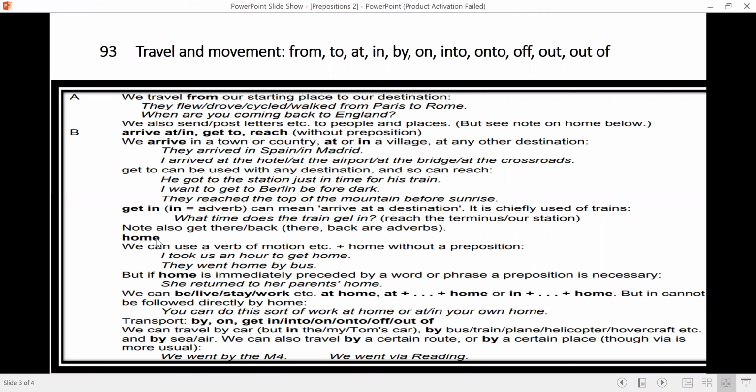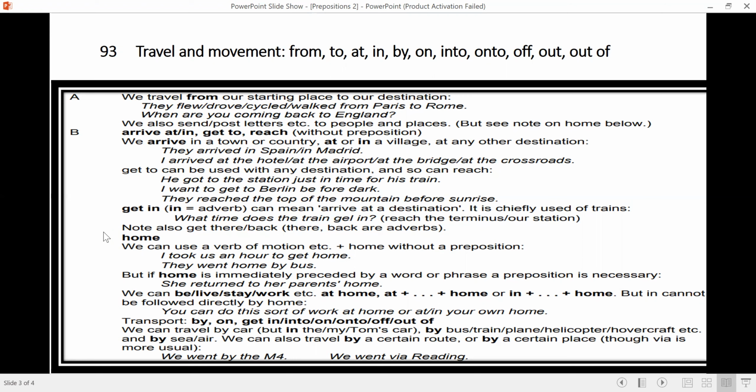Get in as a verb here can mean arrive at a destination. It is chiefly used for trains. What time does the train get in? All right, get in does mean what time does the train reach the terminus, the station. So get in can mean arrive at a destination. Note also get there, get back. There and back are adverbs in such phrasal verbs.